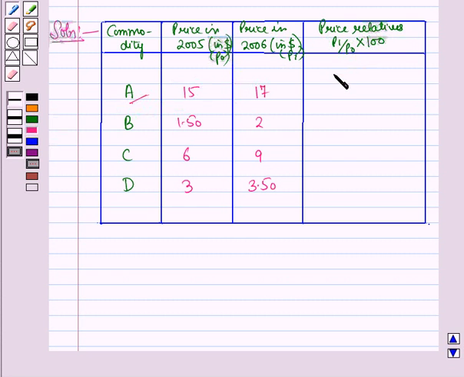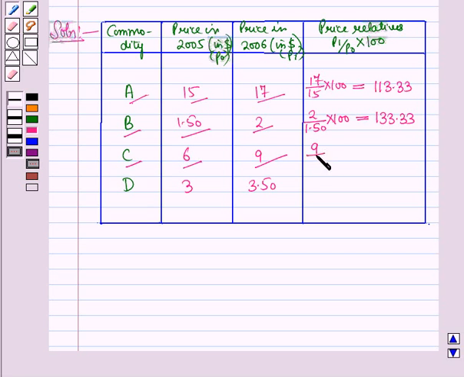Now for the commodity A, the price relative is P1 over P0, that is 17 over 15 into 100, which is equal to 113.33. For commodity B, the price relative is 2 upon 1.50 into 100, which is equal to 133.33. For the commodity C, the price relative is 9 over 6 into 100, which is equal to 150. And for the commodity D, the price relative is 3.50 over 3 into 100, which is equal to 116.67.